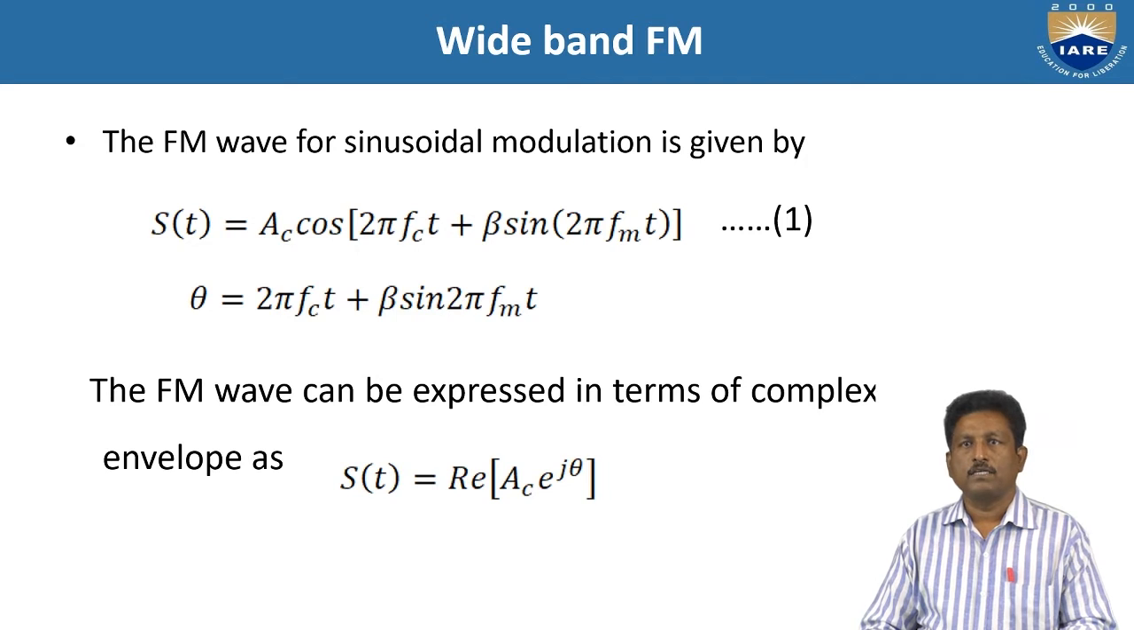For FM we have already discussed the standard equation: S of t equals AC into cos of 2 pi fct plus beta sin 2 pi fmt. Here we assume theta equals 2 pi fct plus beta sin 2 pi fmt. So the FM wave can be expressed in terms of the complex envelope as S of t equals real part of AC e power j theta. AC is the magnitude of the carrier signal, and e power j theta is the envelope of this complex wave.